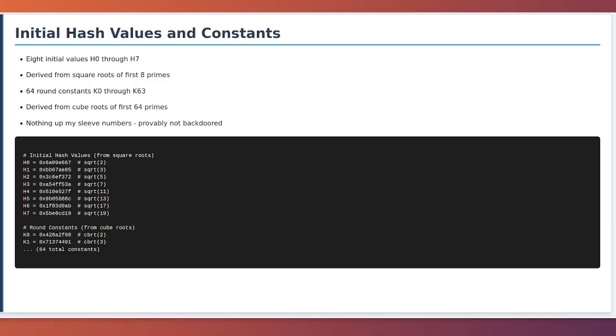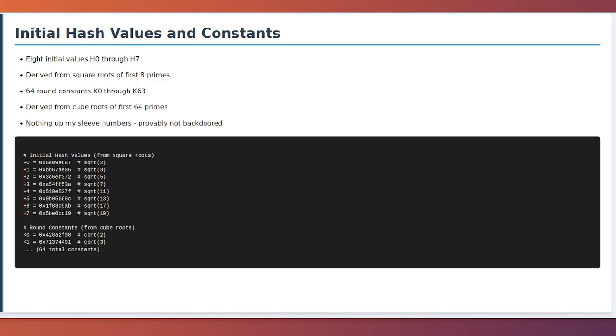SHA-256 uses carefully chosen initial values and constants that might seem arbitrary but are actually mathematically significant. Let's understand where these numbers come from and why they matter. The 8 initial hash values, H0 through H7, are set at the very beginning, before processing any message blocks. These are 32-bit numbers that look random, but they are actually the first 32 bits of the fractional parts of the square roots of the first 8 prime numbers: 2, 3, 5, 7, 11, 13, 17, and 19.